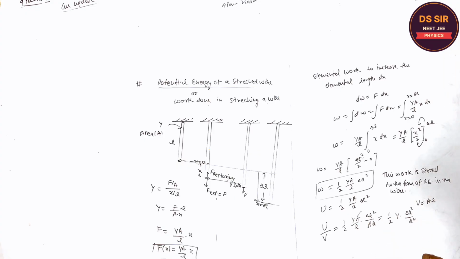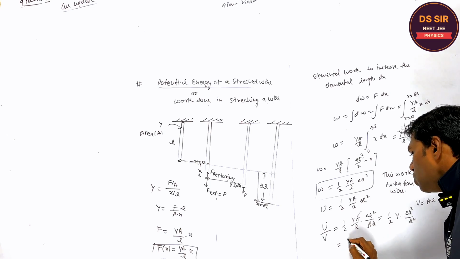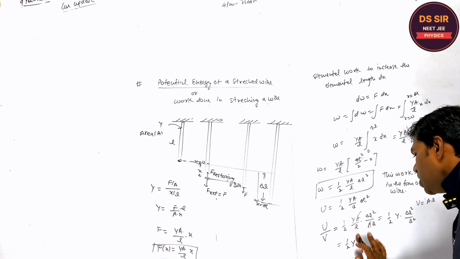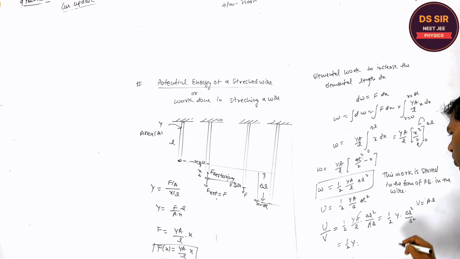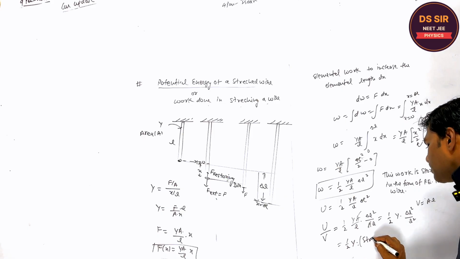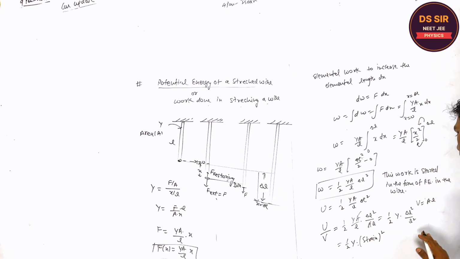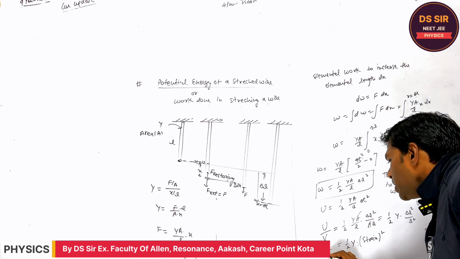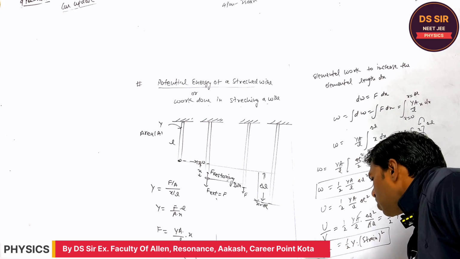It becomes L square. Is it clear or not? So it is equal to 1 upon Y into, what is delta L upon L? It is the strain, whole square. What is strain? Strain is nothing but change in length divided by original length. This is the strain. Is it clear or not? So this is the potential energy per unit volume.